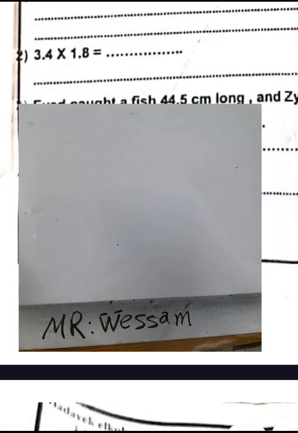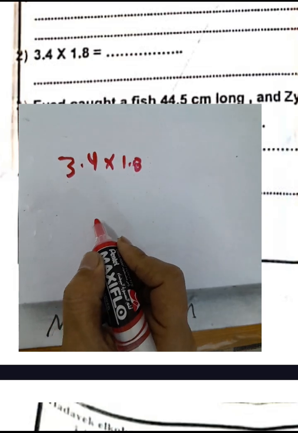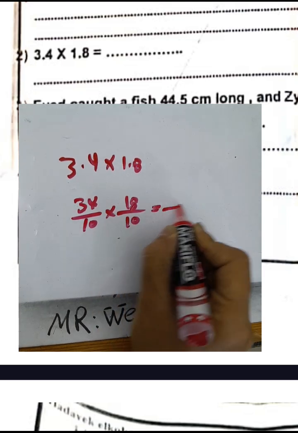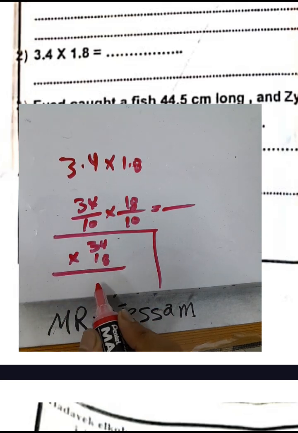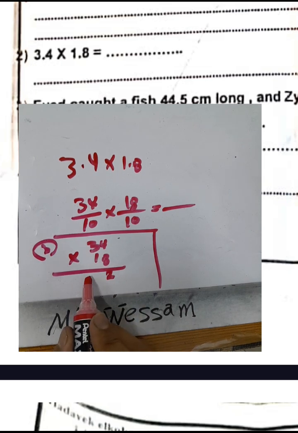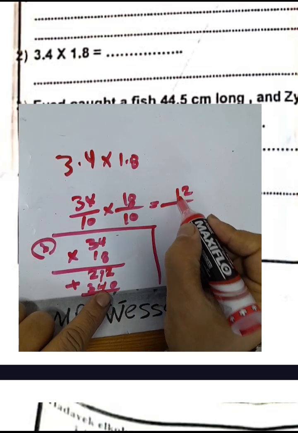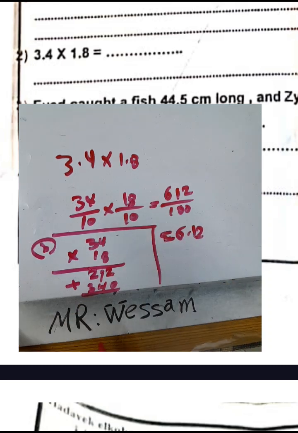Next example, 3.4 multiplied by 1.8. We have 34 over 10 and 18 over 10. We can write 34 times 18 here in this draft. 4 times 8 equals 32, write 2 and carry 3. 3 times 8 equals 24. 24 plus 3 equals 27. Then write 0. 1 times 4 equals 4. 1 times 3 equals 3. And then add them. 2 plus 0 is 2. 7 plus 4 is 11, write 1 and carry 1. 3 plus 3 equals 6, over 100. Then the result will be 6.12. Okay, it's the result of this example.